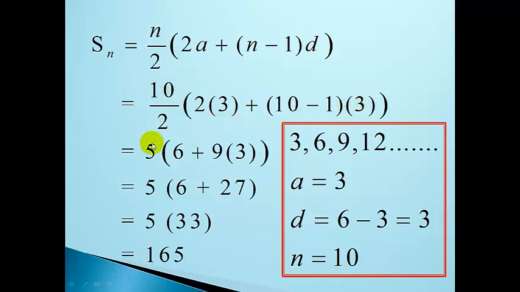Now 10 divided by 2 is equal to 5. 2 times 3 is equal to 6. Plus 10 minus 1 is 9, and so we have 9 times 3. When we multiply 9 by 3, the result is 27. So we have 27 plus 6 in brackets times 5. And 6 plus 27 is equal to 33. 33 times 5 is equal to 165. This means that the sum of the 10 terms of the sequence 3, 6, 9, and 12 is 165.